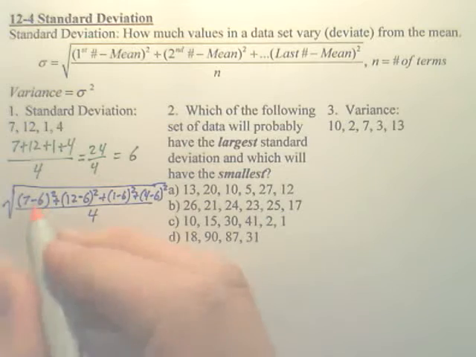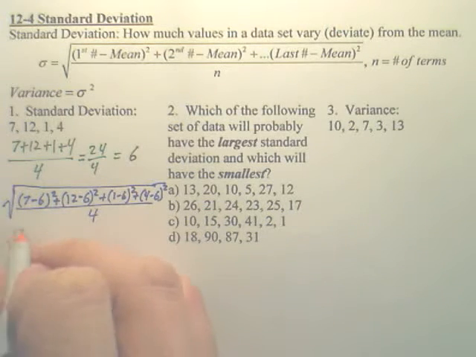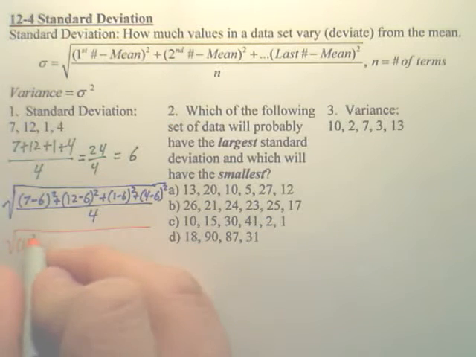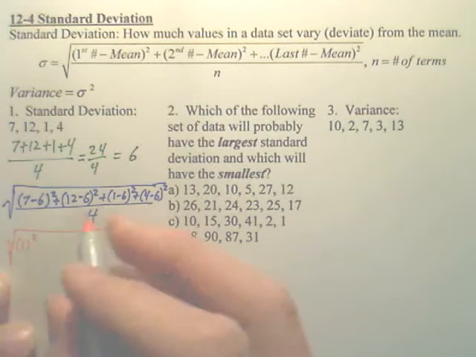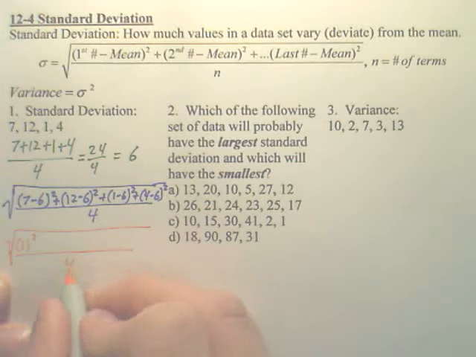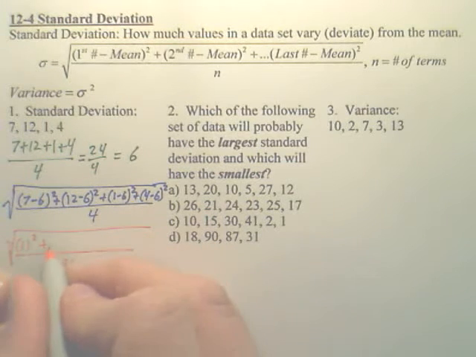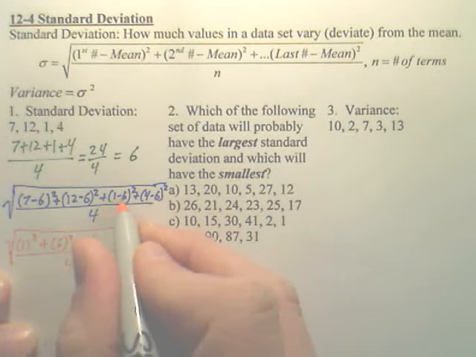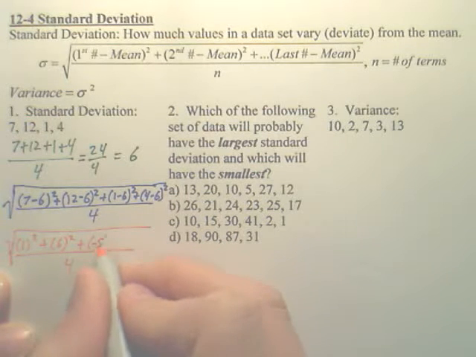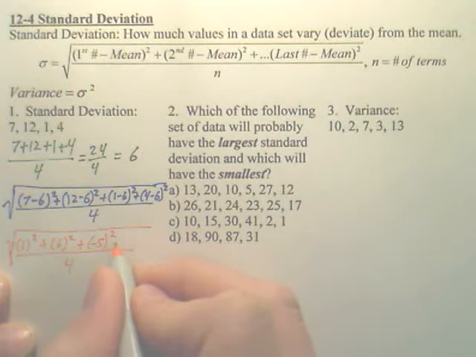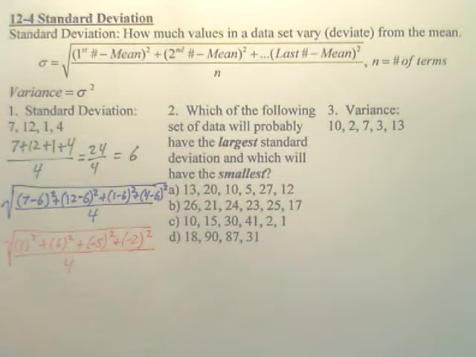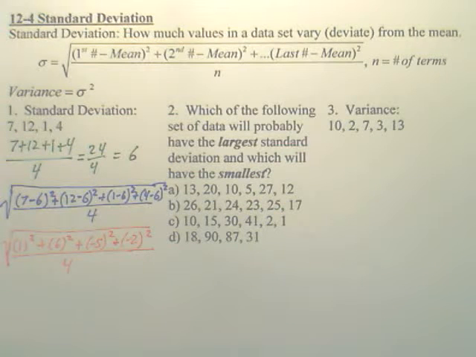So 7 minus 6 is 1. 1 squared. Plus 12 minus 6 is 6. And 1 minus 6 is negative 5. And the last one is negative 2. Now, do you really have to worry about those negatives? No, because when you square a negative, doesn't it become positive?